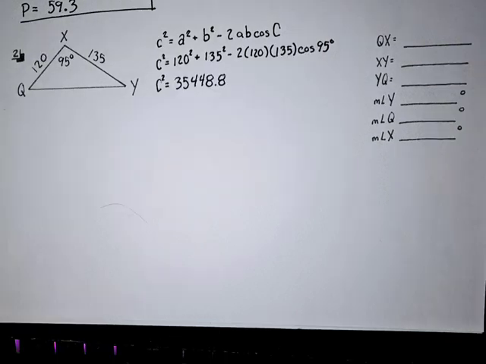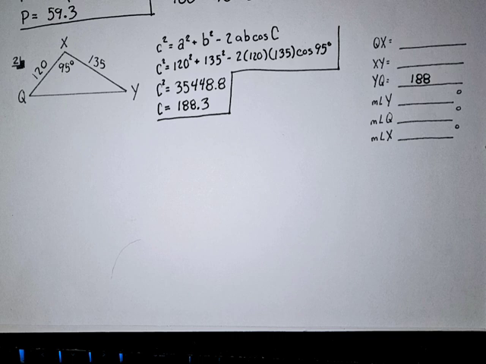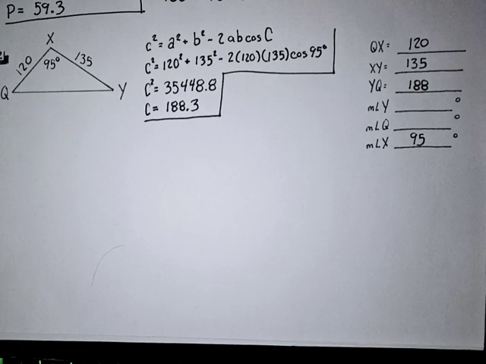All are plugged in. But unlike the above problem where I had to do all the algebraic manipulations so I can get down to solve the final bit, I just get to plug all those numbers into a calculator and get 35,448.8. I take the square root of C squared. That gives me 188.3. And 188.3 rounded, it gives us 188. It is at this point that I noticed while filling out the worksheet that I forgot the easy numbers. So I fill in QX is 120, XY is 135, and the measure of angle X is 95 degrees.